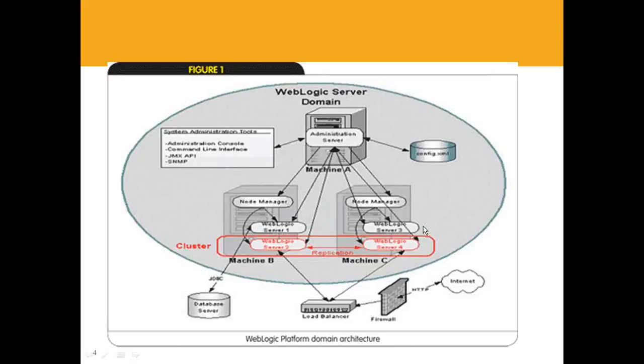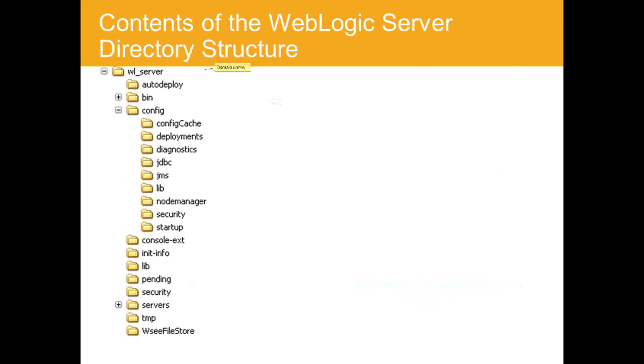So these are the three machines: machine A, machine B, and machine C. Each is a different machine, and each has a number of admin servers or managed servers, and they have a cluster and all. That's how it is defined.